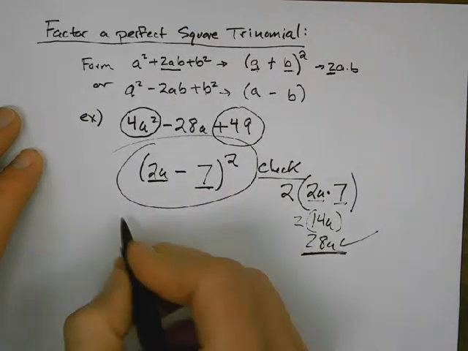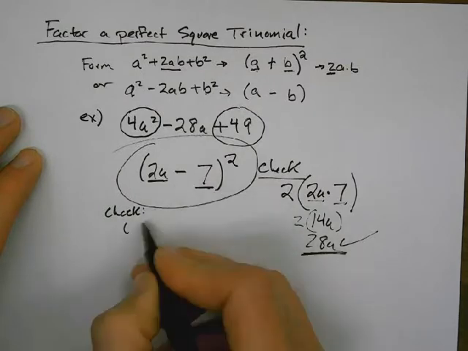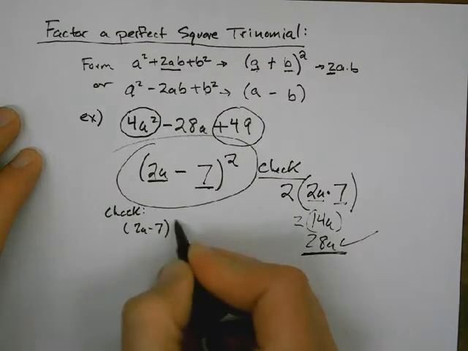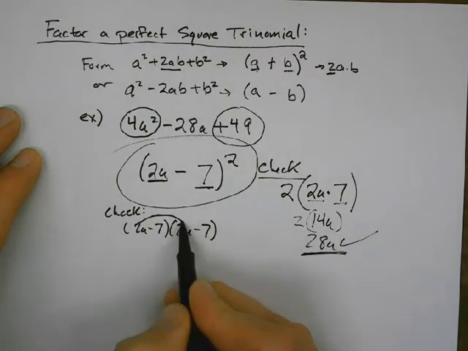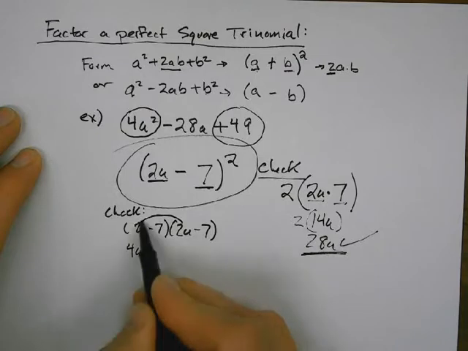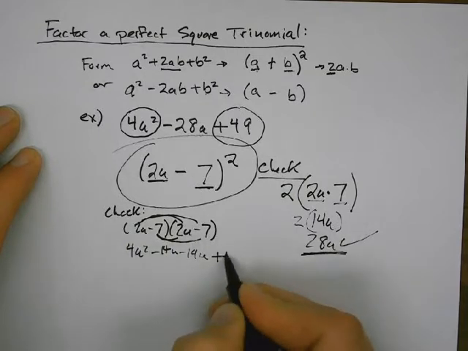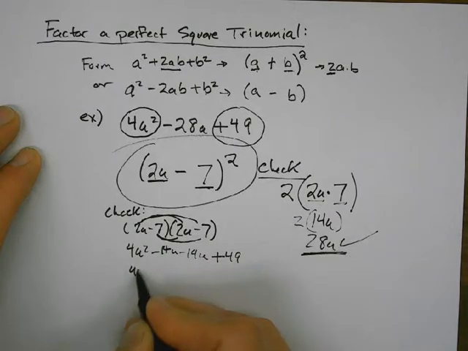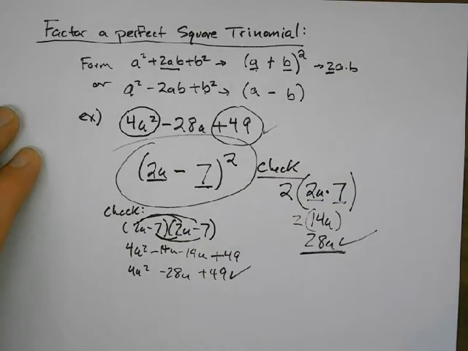Just to show you, if this is a test, I'm definitely going to take the time to check. 2u minus 7 squared means 2u minus 7 times 2u minus 7, and you can FOIL this out. 2u times 2u would be 4u squared, minus 14u, and then another minus 14u in the middle, and then negative 7 times negative 7 is positive 49. So you get 4u squared minus 28u plus 49. That's the same as the original.